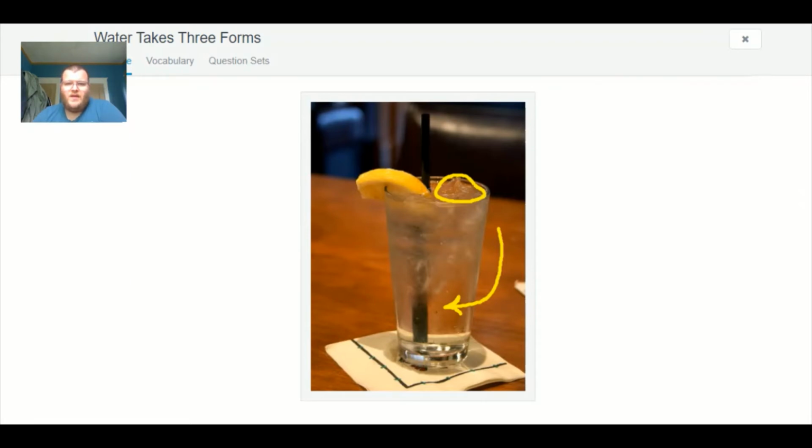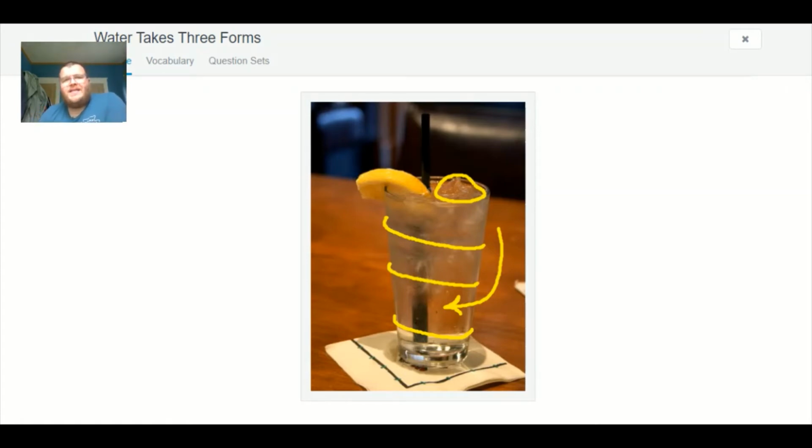And then along the outside, if you can see this, you might see some water clinging to the outside of the glass. So kind of sticking there, and then it might drip down the side. Does anybody know what that is when water sticks to the side of the glass and then it flows down the outside?